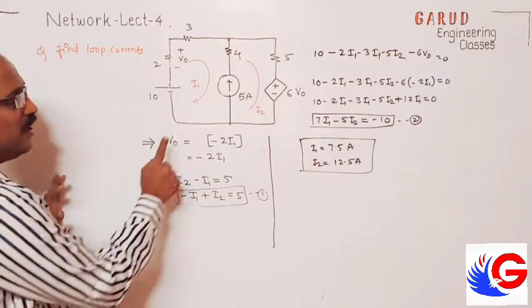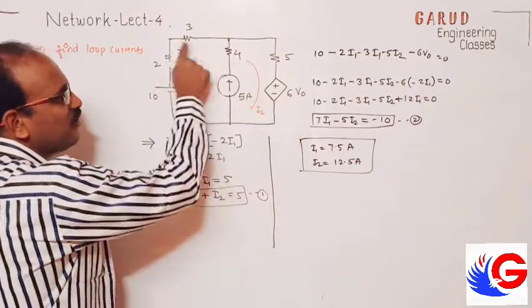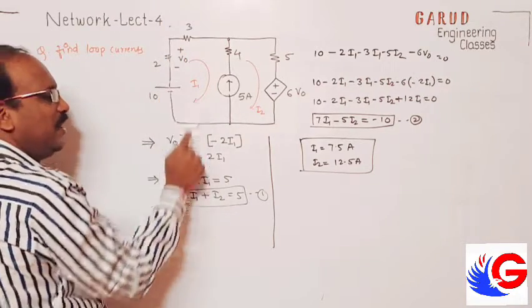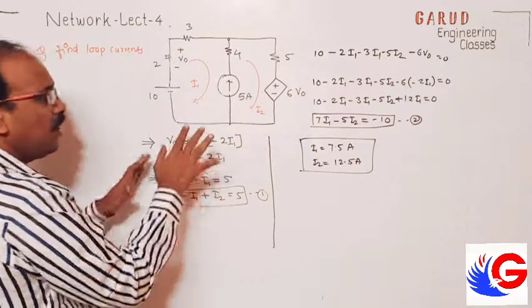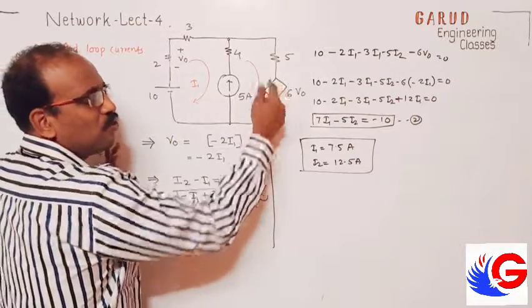Again I explain. Suppose this VO is given. First express VO in terms of I1 and I2. I1 is flowing, but the polarity is different, so I write minus this I1. Now we will be treating it like ordinary. This will be also ordinary.